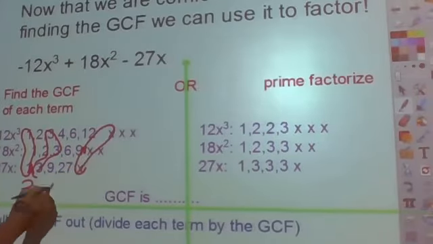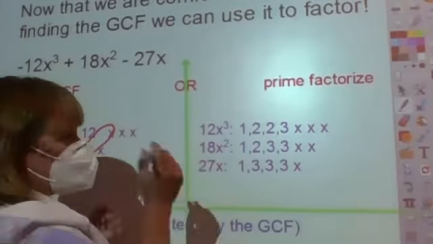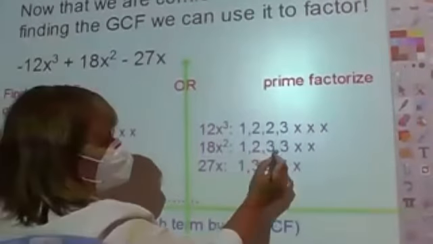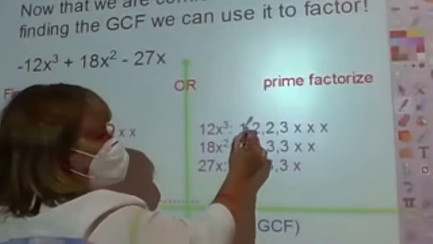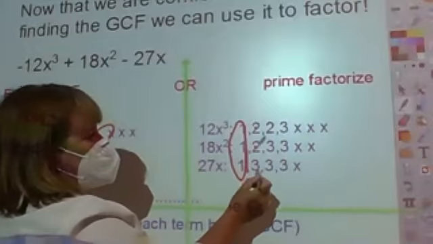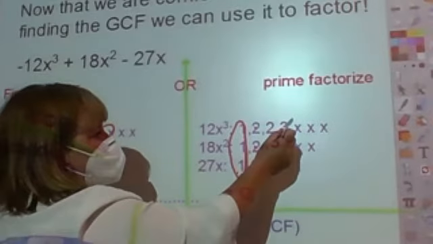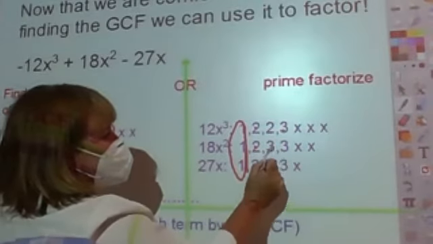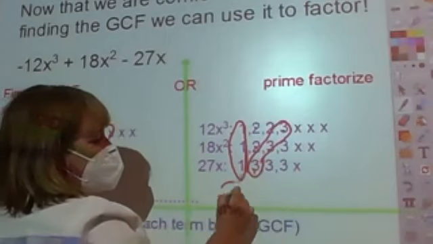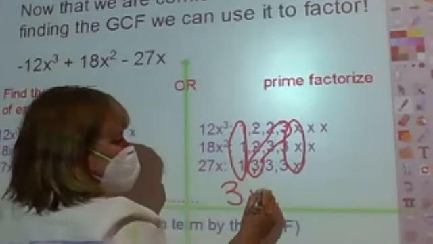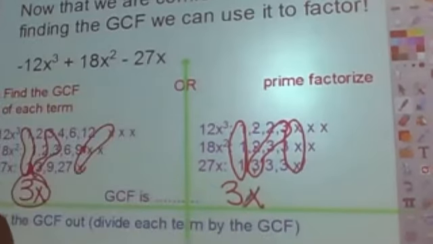Over here, if you did the prime factorization, remember the factor tree, you'd notice that I have 1 in common. I have a 2, no 2 here. I have a 3, 3. Oh, there it is. So 3 is my common factor. And then I have an x. So that's my greatest common factor.